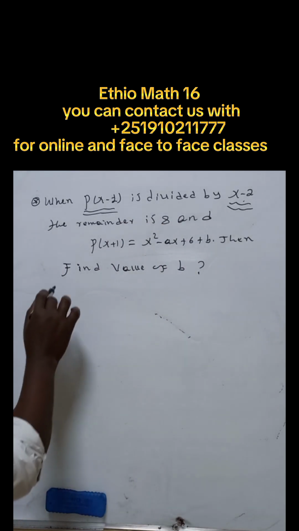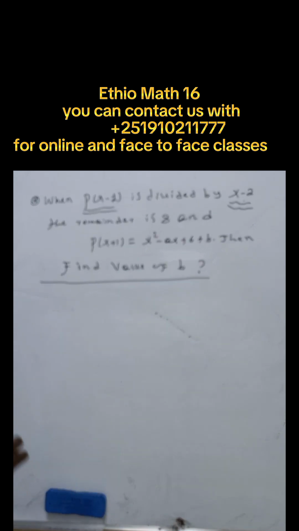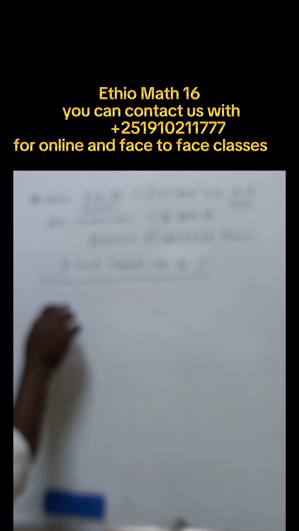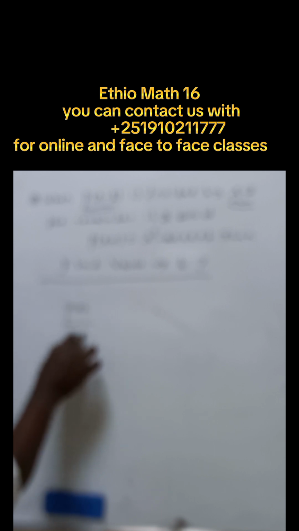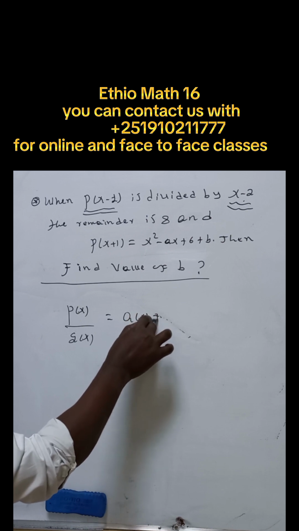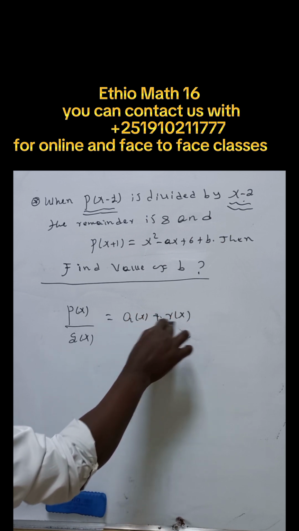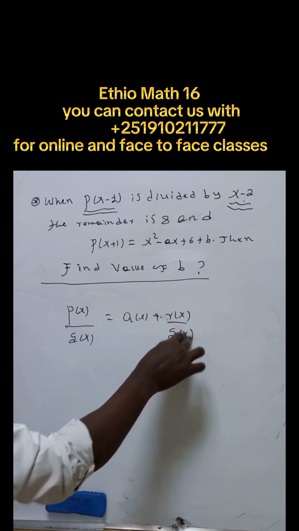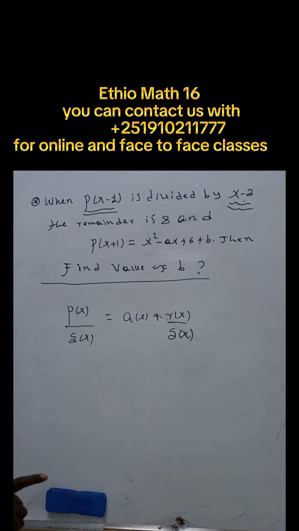First, before I try to solve this problem, let me explain what the polynomial division algorithm or polynomial division theorem means. For example, we can have a polynomial p of x and let's have another polynomial g of x. When p of x is divided by g of x, as you know, we can have a quotient q of x and the remainder r of x, which is given this way. We call this the polynomial division algorithm or polynomial division theorem.